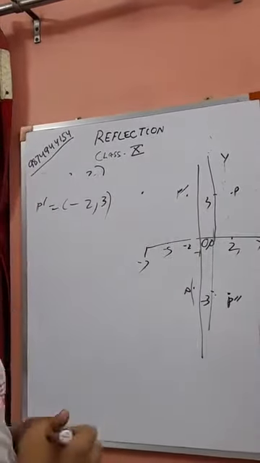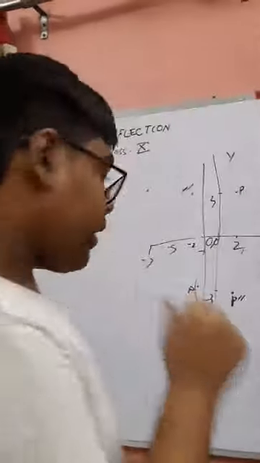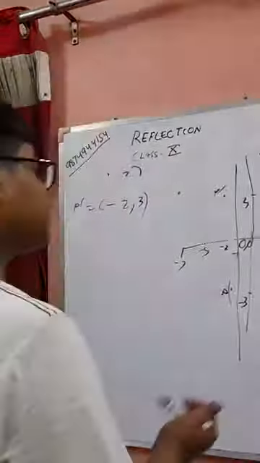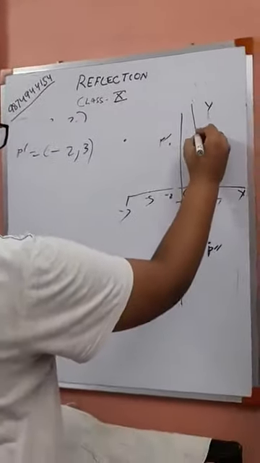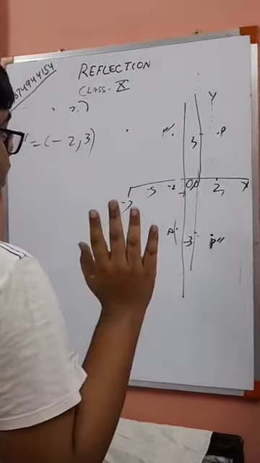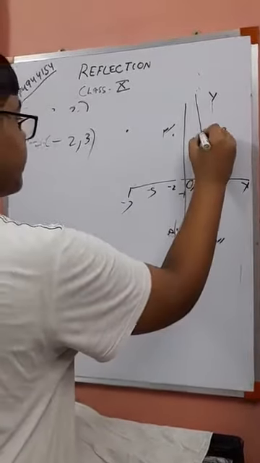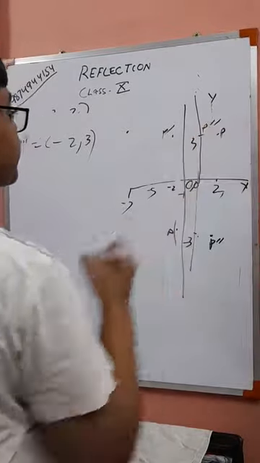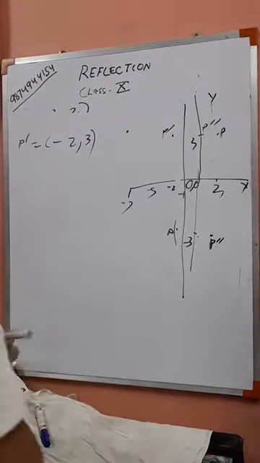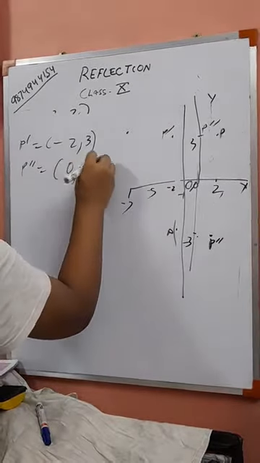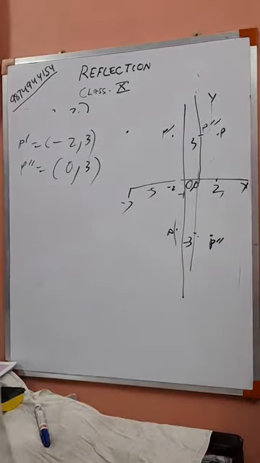-2 and -1, there is a difference of only 1 unit. Add 1 unit to this side, it will fall on the origin. Therefore it will fall on the y-axis. The x coordinate will become 0 and the y coordinate will remain the same. It will be somewhere over here. P double dash is equal to 0, 3.